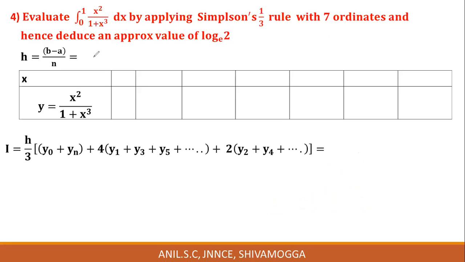h is equal to (b minus a) divided by n. Here b is 1, the upper limit, minus a, which is 0, divided by n, which is 6. So h is 1 by 6. Now we tabulate the values.